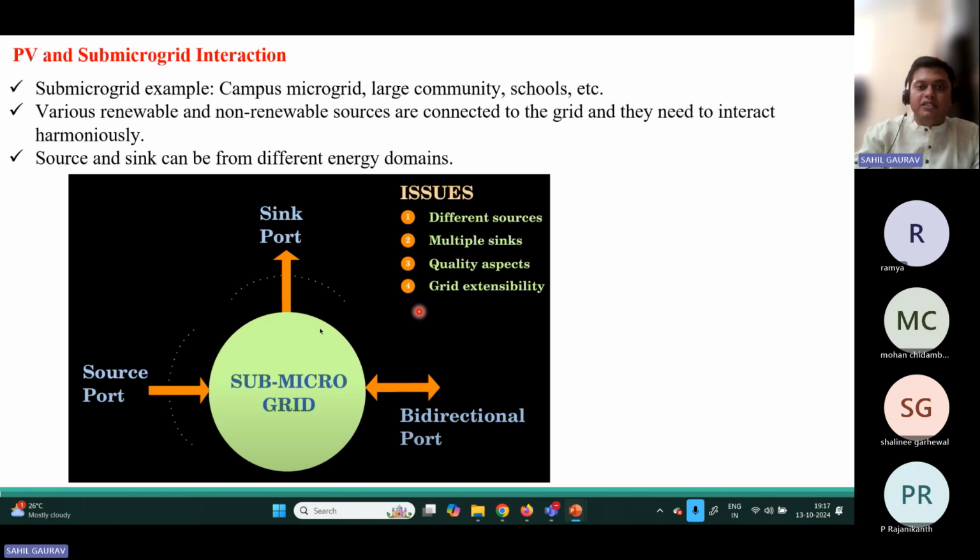Then we have grid extensibility issues, which means that you have to further extend your microgrid system. Whether this microgrid can be interfaced with another sub microgrid system or not, and whether they are capable of handling the power exchange with the other sub microgrid system or not.